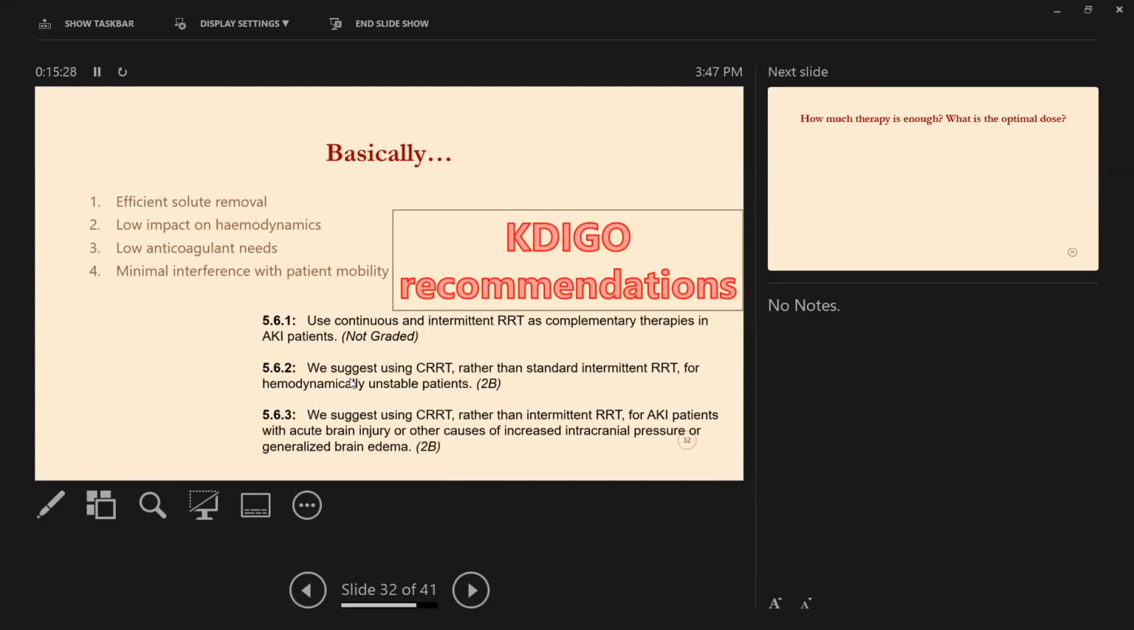The KDIGO recommendations use continuous and intermittent RRT as complementary therapies in AKI patients. They also suggest using CRRT rather than standard intermittent RRT for hemodynamically unstable patients. They also suggest using CRRT rather than intermittent RRT for AKI patients with acute brain injury and other causes of increased intracranial pressure or generalized brain edema.